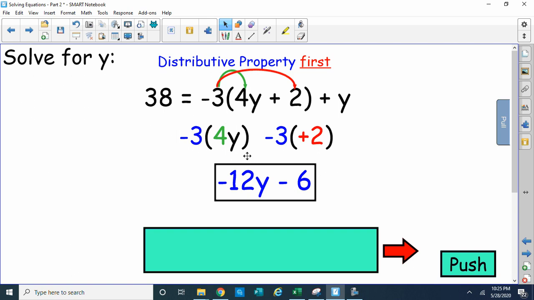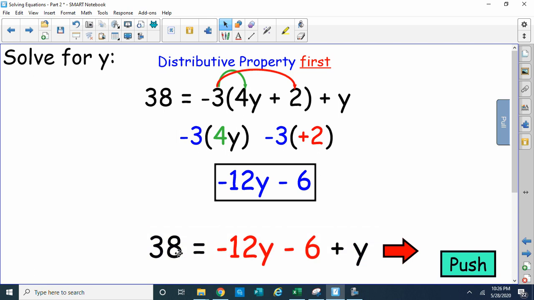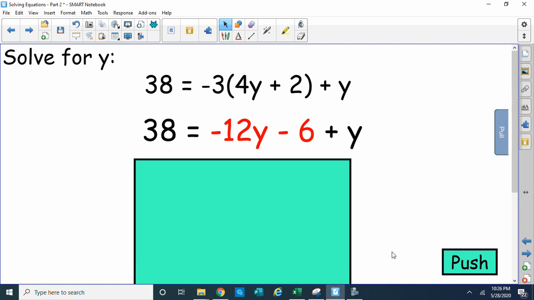Now we're not finished yet, we just distributed. So we have a negative 12y minus 6. So let's bring down everything else, and this is what the equation is going to look like. 38 equals what we distributed up there to give us a negative 12y minus 6. And don't forget we have a plus y at the end. So we had a plus y at the end there. It didn't get tangled up with the distribution. So let's continue. Let's go to a new page.